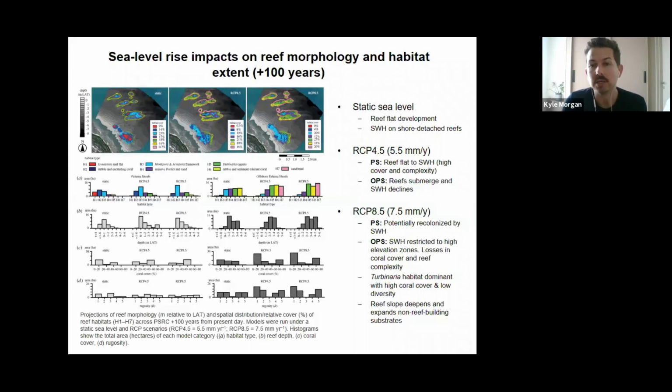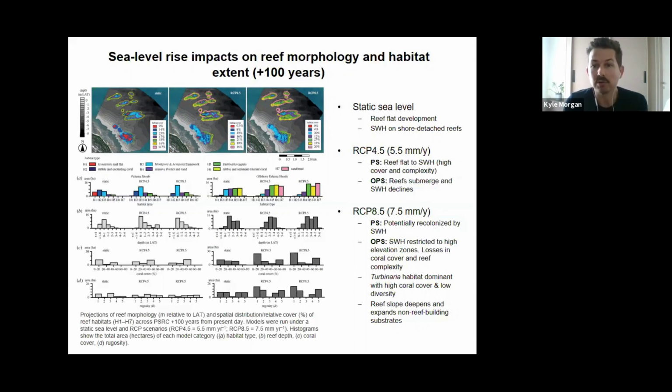And at the offshore sites, what we see is shallow water habitats, so the productive habitat, being really restricted to only the high nodal elevation points on these reefs. So we're going to see typically, generally, losses in coral cover and reef complexity as the waters get increasingly inundated and submerged.